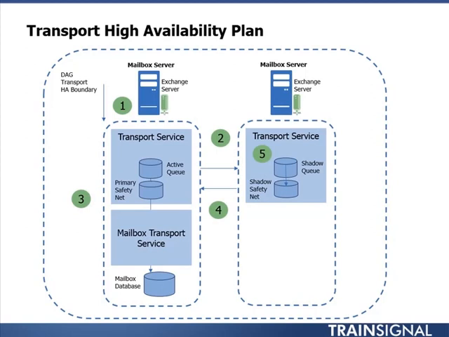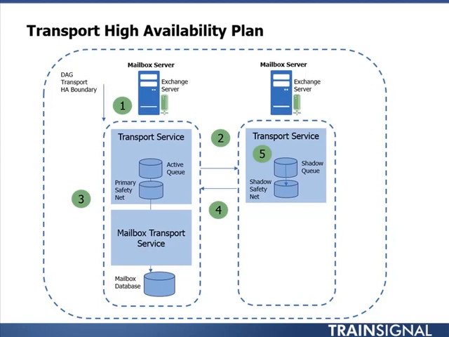So what happens next? Well, the next part of the process is that back on the first server, we look at step number 3. We know that the transport service is going to process the message. It's going to pass it through to make sure that it gets to that local mailbox database.